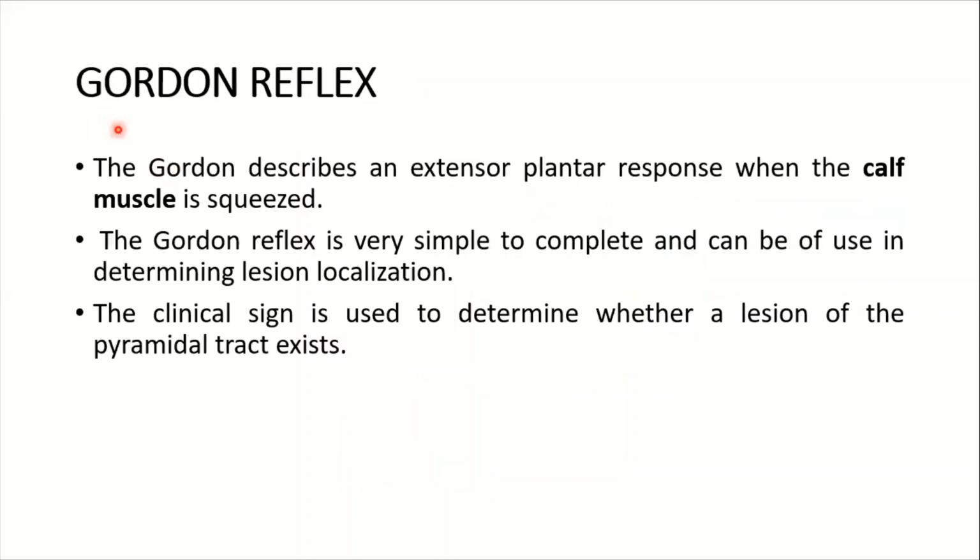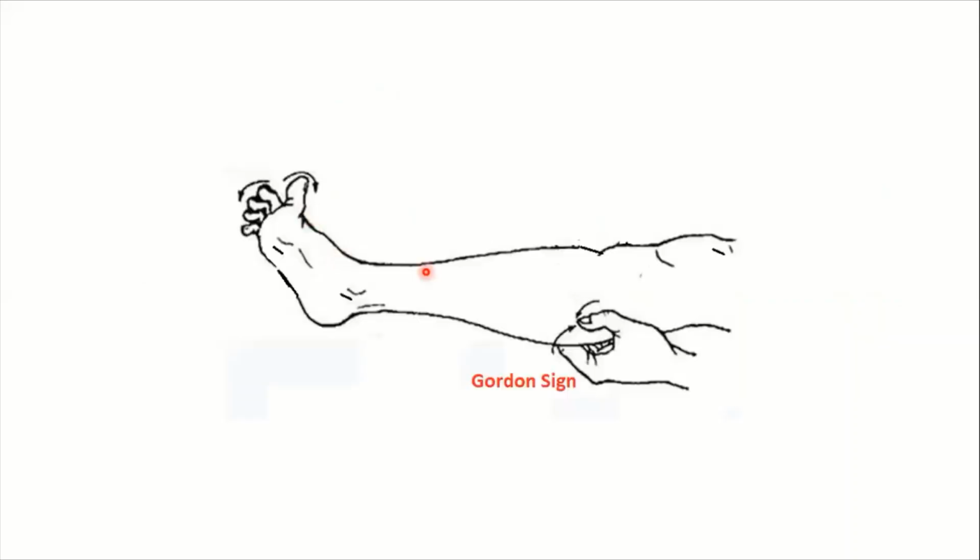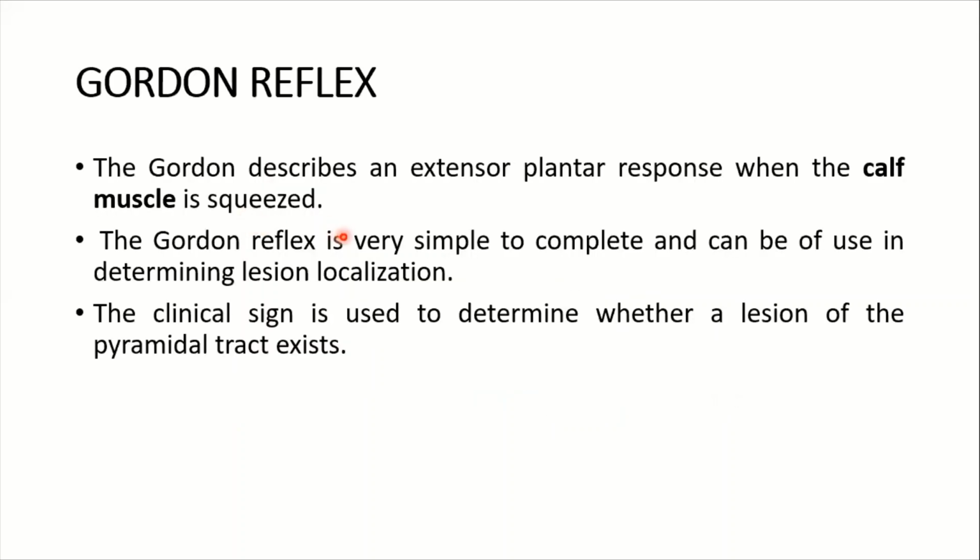Then lastly, the Gordon reflex. The Gordon describes an extensor plantar response when the calf muscle is squeezed. Here you could see the squeezing of the calf muscle, and the Babinski sign features are produced: dorsiflexion of the great toe and the small toes fan outside. The Gordon reflex is very simple to complete and can be of use in determining lesion localization. The clinical sign is used to determine whether a lesion of the pyramidal tract exists.